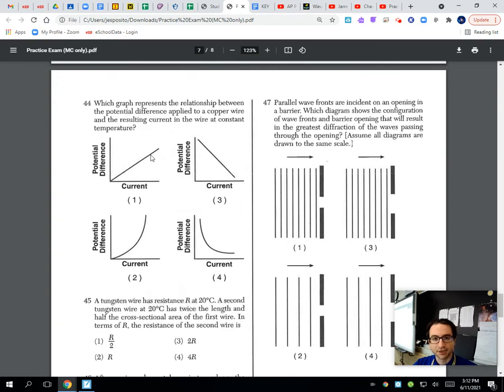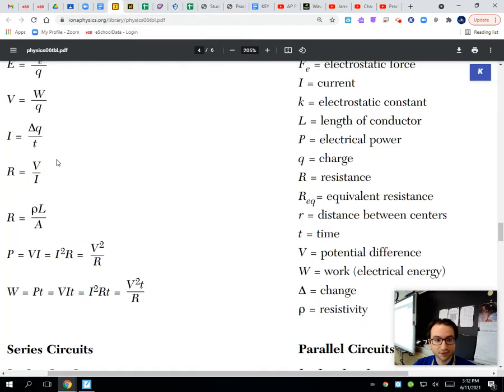That would be an increasing graph. There's nothing squared related or exponentially related with voltage, current, and resistance. If voltage increases, current increases. And once again, the Ohm's law equation says that. If you increase V, you have to increase I so that R remains the same with constant temperature.